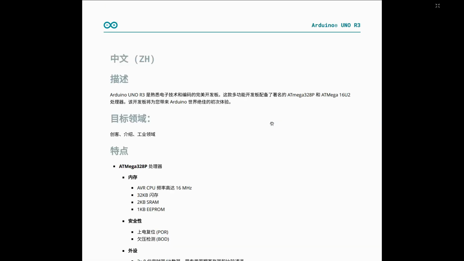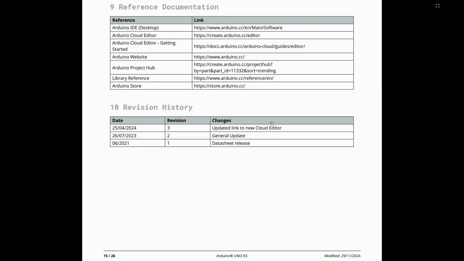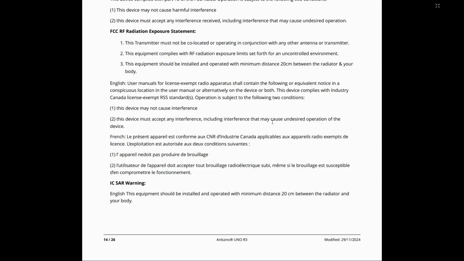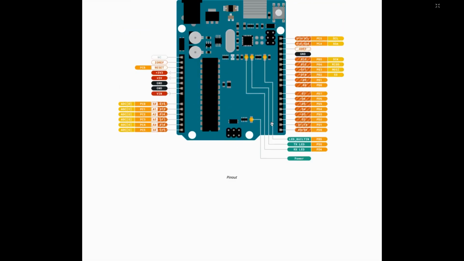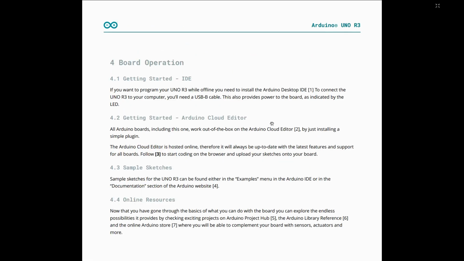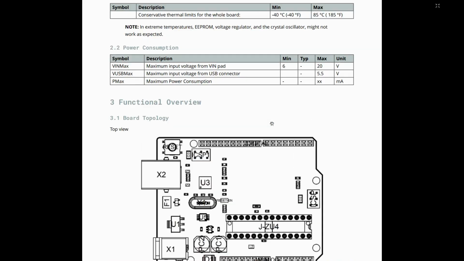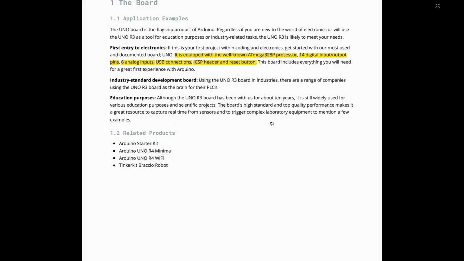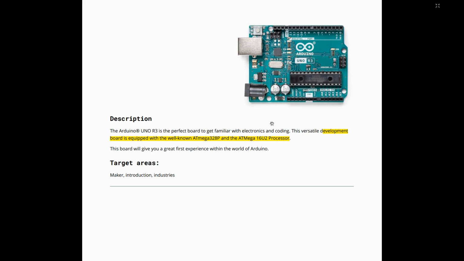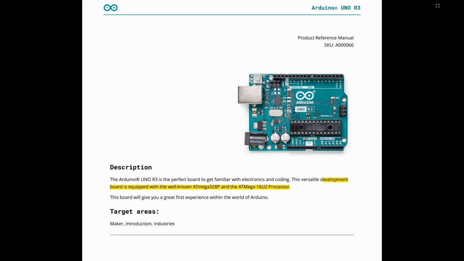This is the company information over here, and this is now the Chinese version of the same datasheet. So hopefully you have understood a little bit of the details of the Arduino Uno board. In the coming videos we will be using this datasheet for our future reference, because the datasheet gives you details about the Arduino Uno board. So hope you have understood the Arduino Uno R3 development board and the features that it houses for us, which we are going to implement in the coming video.